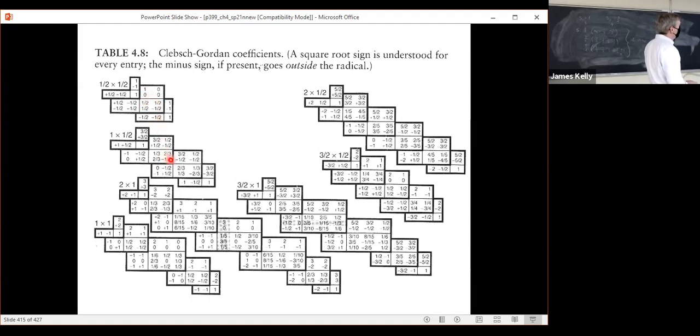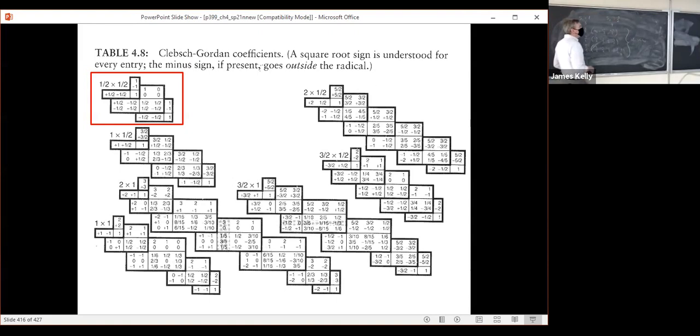And you'll see that some of the coefficients have minus signs in front of them. And he says the minus sign, if present, goes outside the radical. So that means if you see a minus 1/3, like I'm seeing there, the coefficient is minus root 1/3. So looking at this table up here and examining the 1, 0 state, I'm going to write down what it is on the board, but I'm going to leave it up for you guys who are looking at it, and then we'll switch to the board in just a second.